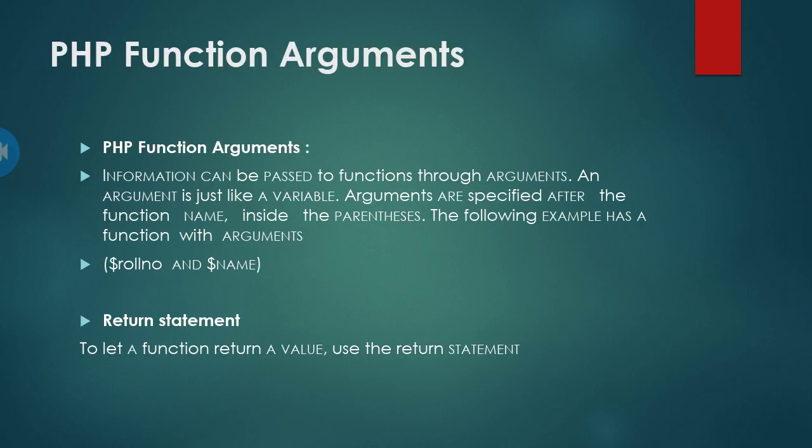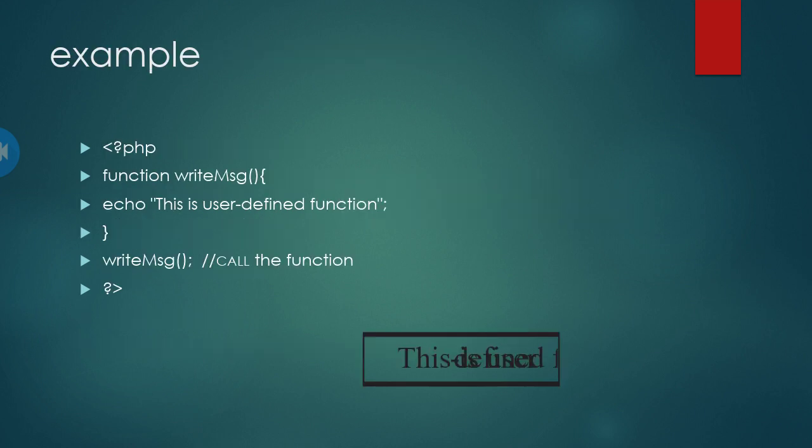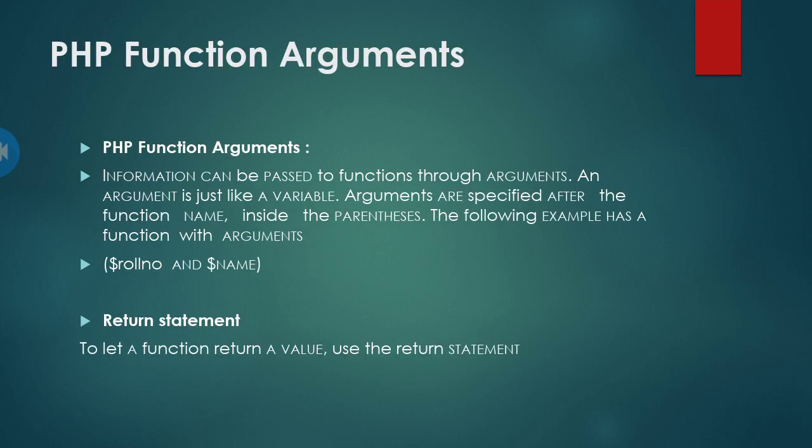Next is PHP function arguments. What are arguments? Students, whatever value we give in the bracket, for example, writeMessage was a function and there is a round bracket. If we give a value in that bracket, that will become parameters or arguments. So a function argument is when we give some value with the function.